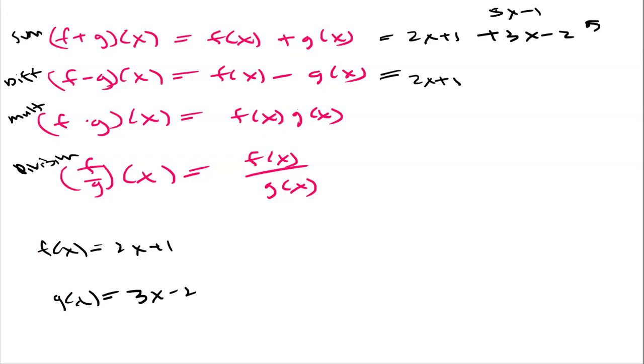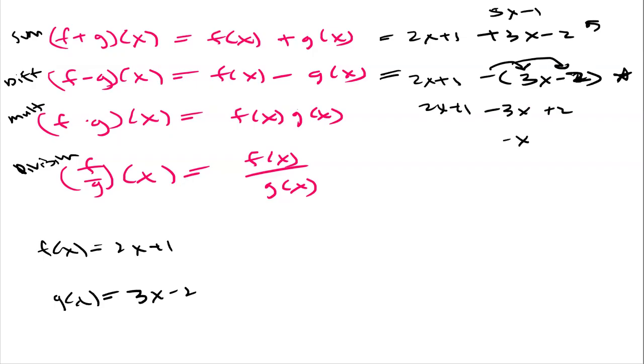So I got 2x plus 1 minus 3x minus 2. And this part here is missed a lot because students forget to distribute that negative to both terms. So this becomes 2x plus 1 minus 3x plus 2, which is negative x plus 3. So that would be the answer. But again, students miss this a lot because they forget to put the negative to both terms and they only put it on the first term.